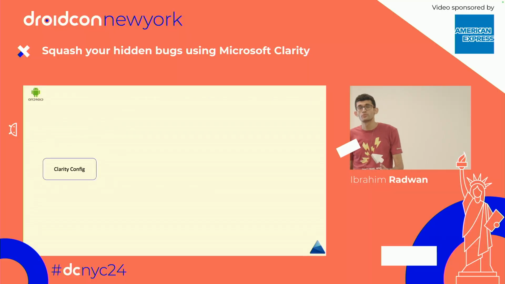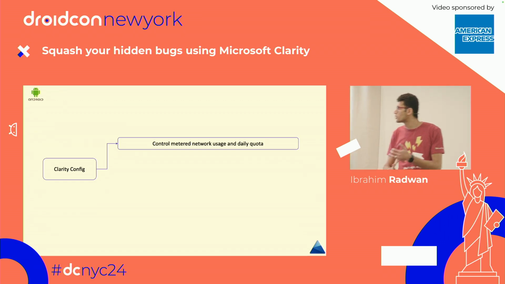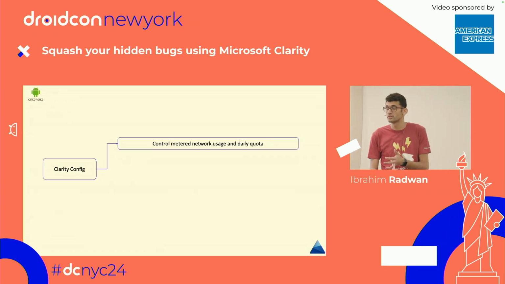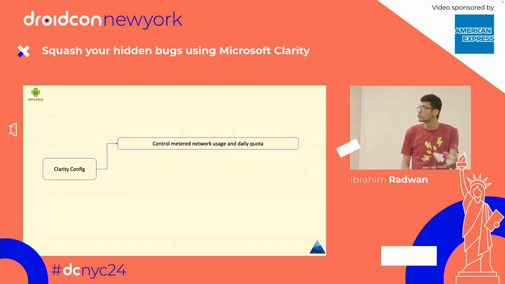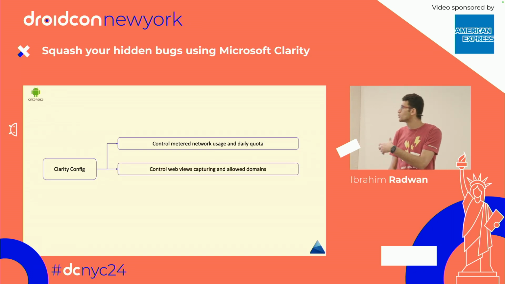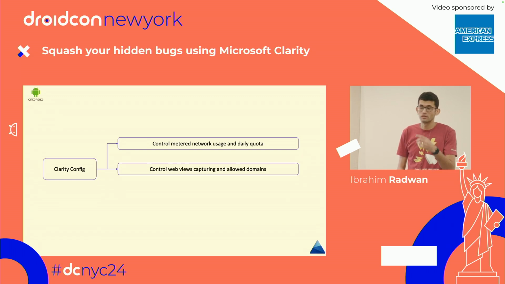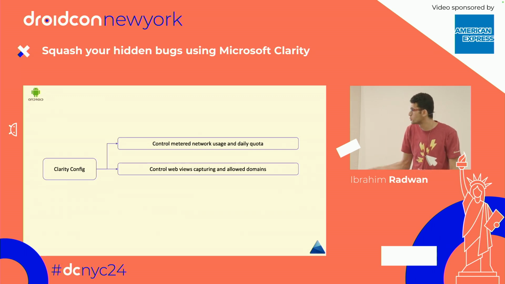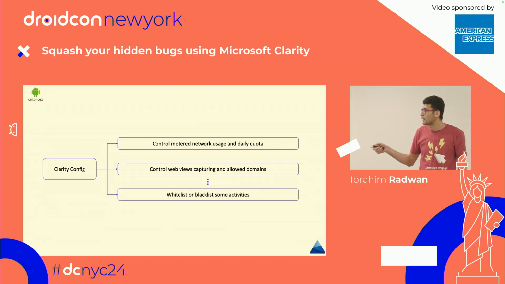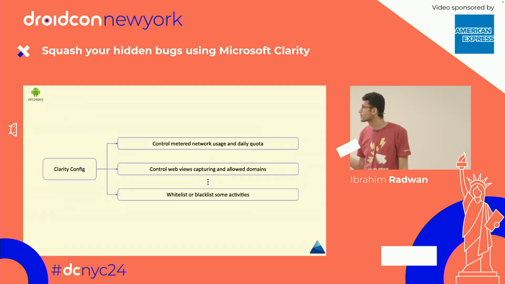And we do give you a ton of options to fine-tune how Clarity works. Basically, we give you the ability to control whether Clarity should upload over metered or unmetered networks. You could also specify the quota that Clarity is allowed to use on a daily basis. You also control whether to capture web views or skip them. You can even have granular control over which domains to capture and which domains to skip. We also give you the ability to whitelist or blacklist the activities for Clarity to capture or skip.